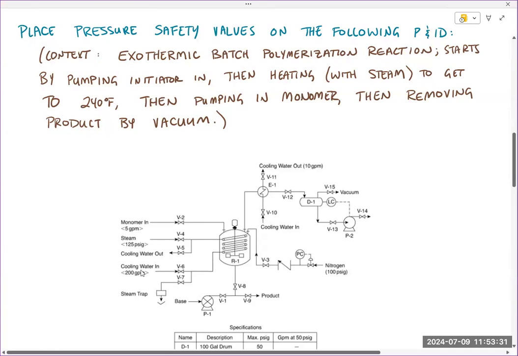So that occurs here. We're going to pump in cooling water through this pipeline, through the cooling jacket, and then cooling water is going to come out. This is a heat exchanger. So we've got hot cooling water. We're going to cool it.